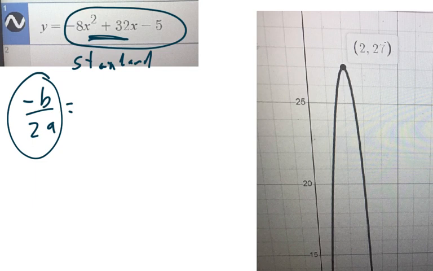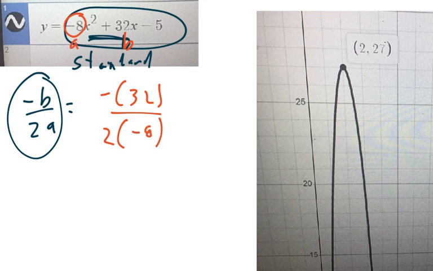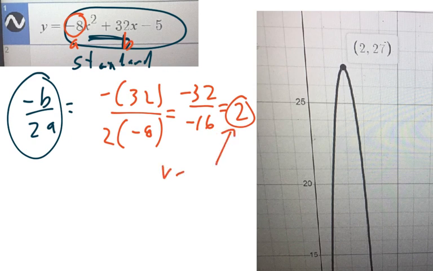So notice my b here, let me use red, is 32. So I'll have the negative of 32 over 2 times my a here, notice, is a negative 8. Once again, guys, please be careful with your negatives. So notice I get negative 32 over negative 16, which is 2. What does this tell me, guys? This tells me where the vertex is. It tells me my axis of symmetry.